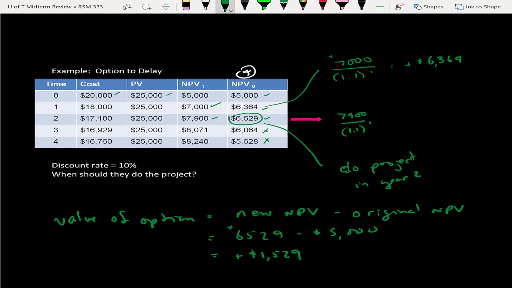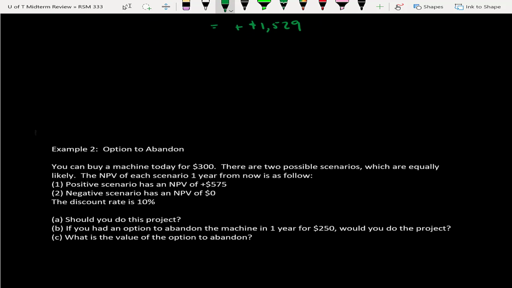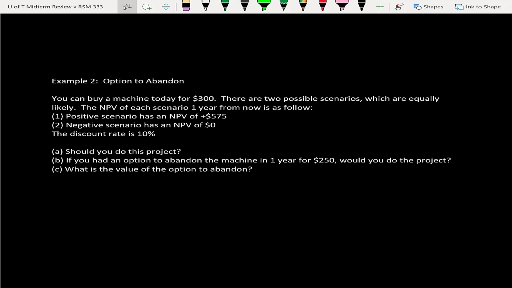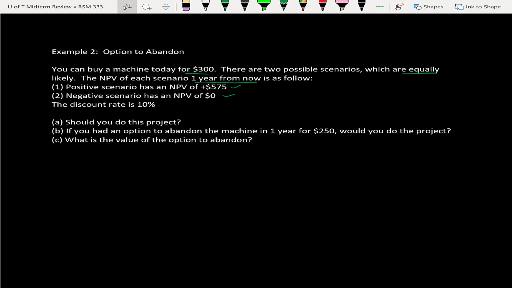Now let's look at one where it's an option to abandon. So we're going to look at a scenario where the company has a machine that they can buy for $300 today. And there's 2 possible scenarios. Both are equally likely. The NPV of the scenario will be 1 year from now. So in the future, we'll find out if it turns out to be successful, it'll have a positive NPV of 575. If it's a failure, it'll have 0 as an NPV. And the discount rate is 10%. Should you do this project?